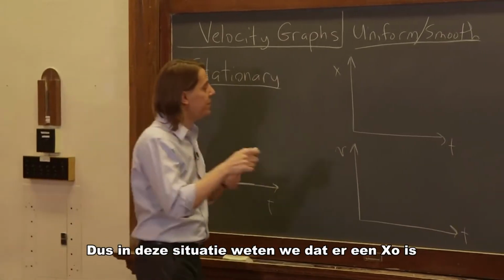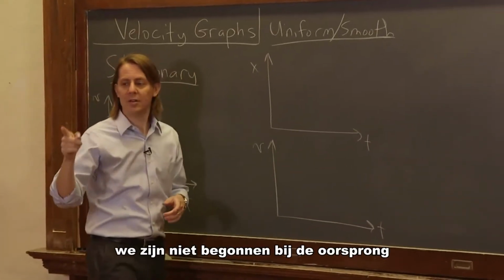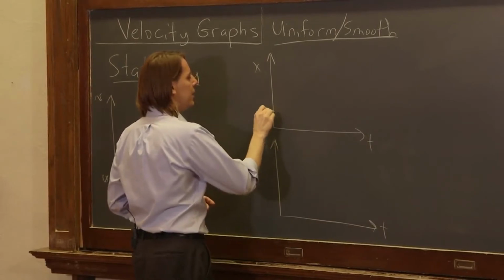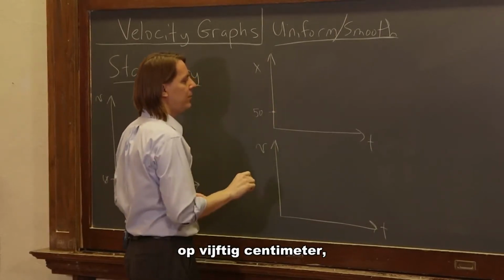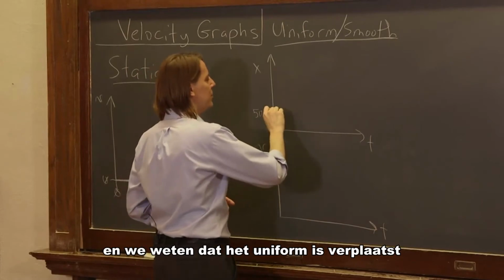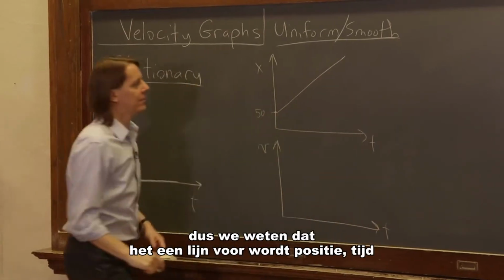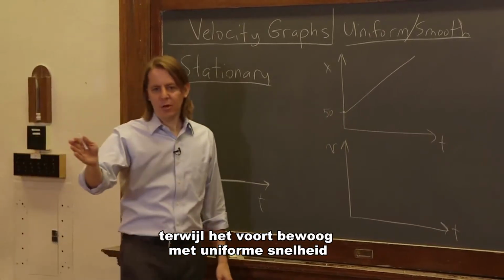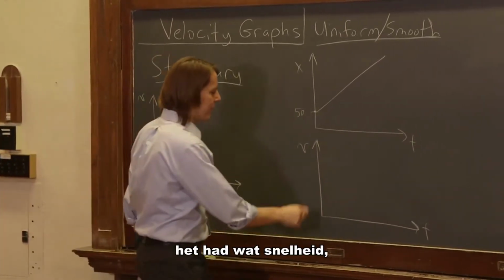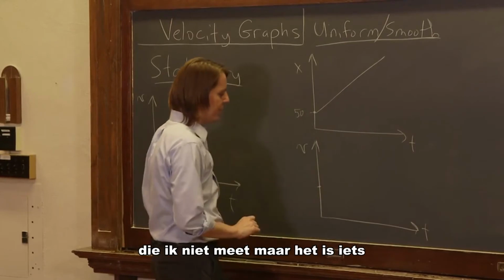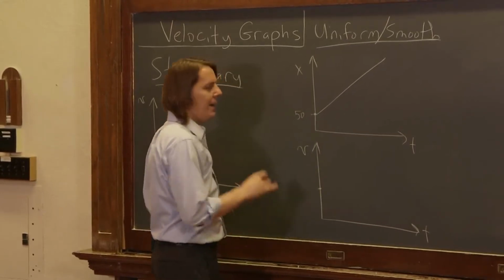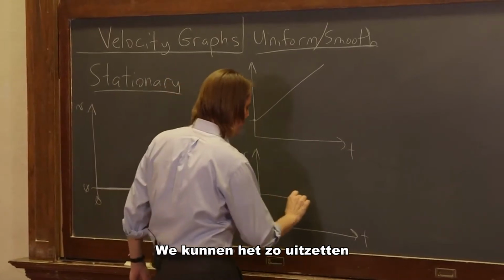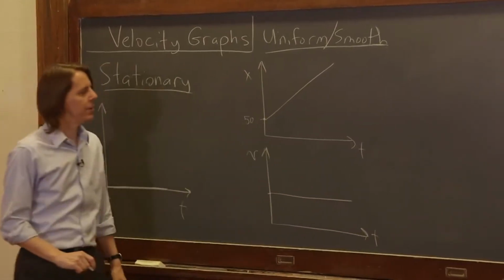Right, so this situation, we know now that there is an x naught. We didn't start at the origin. We started, say, here at 50 centimeters, and we know it moved uniformly, so we know it's going to be a line like that for position time. And as it moved along, it was at uniform velocity, so it had some velocity, which I'm not measuring, but it's somewhere. We'll say it's there. And it stayed uniform. It didn't change. It stayed constant. Right? So we could plot it like that, right across the graph.